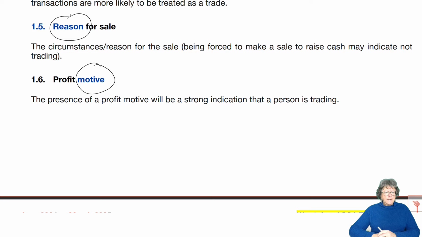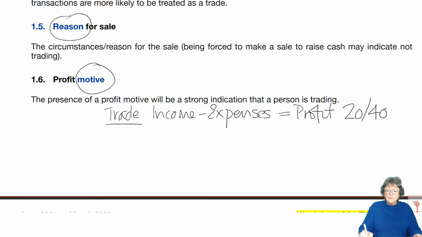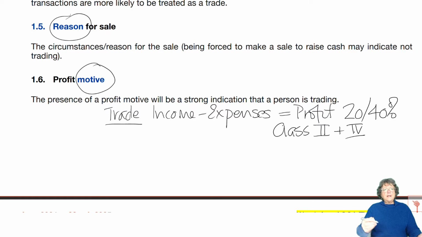Now, why? Why do we need these? Okay, so if an item is treated as trade, then you have income less expenses, and there are lots of them that you can claim in your trade, and that would equal your profit, which is then taxed at either 20 or 40 or even 45%, and you would pay class 2 and class 4 NIC, and it's classed as pensionable income.